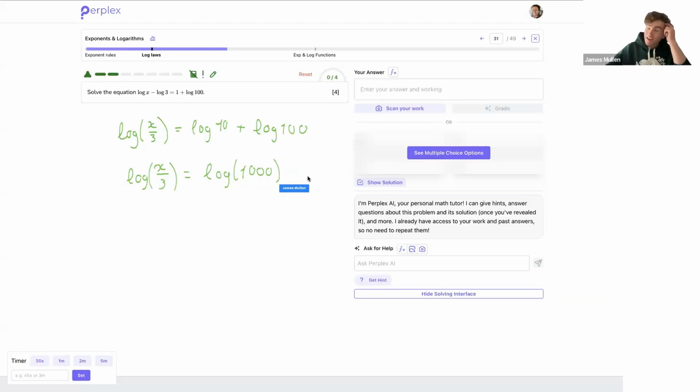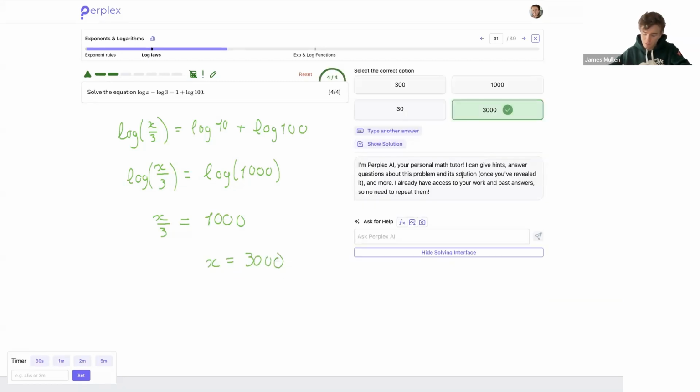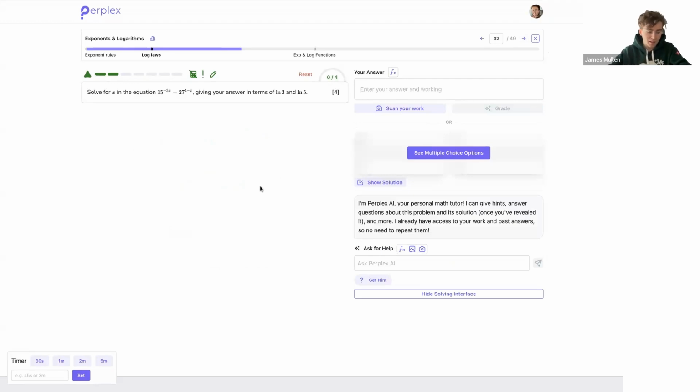And now what I can do is I can exponentiate both sides in base 10, which means the insides of the logs have to be equal. If the same power of 10 gives me x over 3, and the same power of 10 gives me 1,000, then x over 3 has to be equal to 1,000. And that means that x is equal to 3,000. Okay? 3,000. Solve for x in the equation 15 to the negative 3x equals 27 to the 4 minus x.